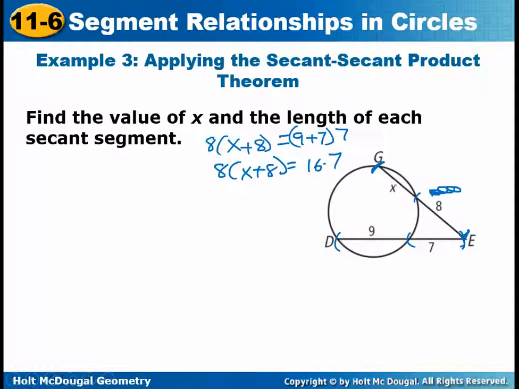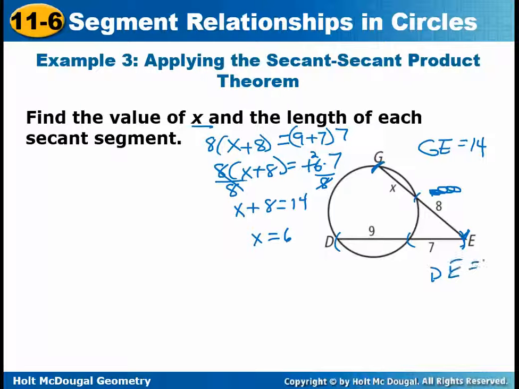You can then distribute through: 8x plus 64 equals whatever. Or you could divide both sides by 8 right now and make it an easier problem. x plus 8 would be equal to 14, so x is equal to 6. They ask us to find the value of x and the length of each secant segment. So this GE would be 14, and DE we could have already found was 16. That one you can find even before you find x.